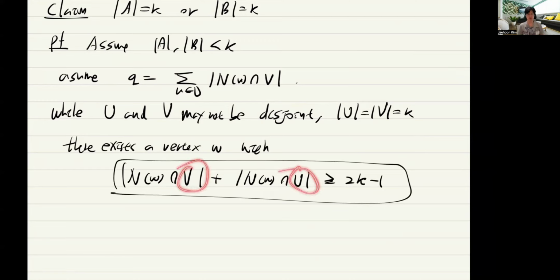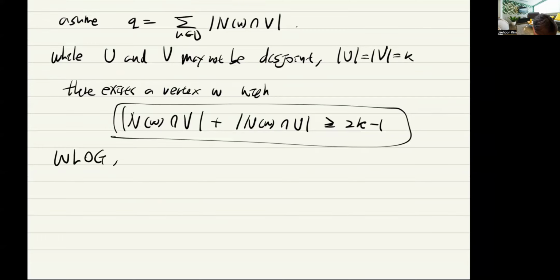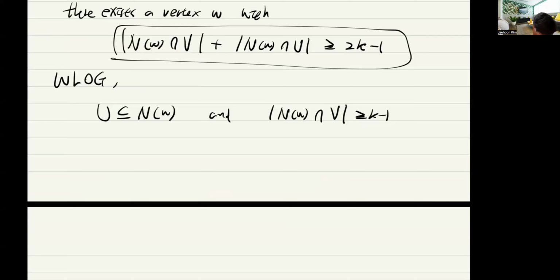U and D might be sharing some vertices. In that case, that vertex might be counted here as well as here, but it's sending at least 2K minus 1 neighbors in here. Some of the neighbors may be counted twice. Without loss of generality, let's assume that it's sending neighbors to all of the vertices in U, and it's sending at least K minus 1 edges towards B.